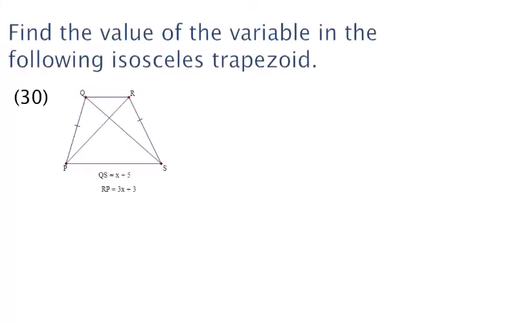All right, number 30, find the value of the variable in the following isosceles trapezoid. So in an isosceles trapezoid, the diagonals are congruent. So QS is congruent to PR or RP, and that's what they give us, right? They give us both of those values in terms of x. So we can say that since this is isosceles, x plus 5 must equal 3x plus 3.